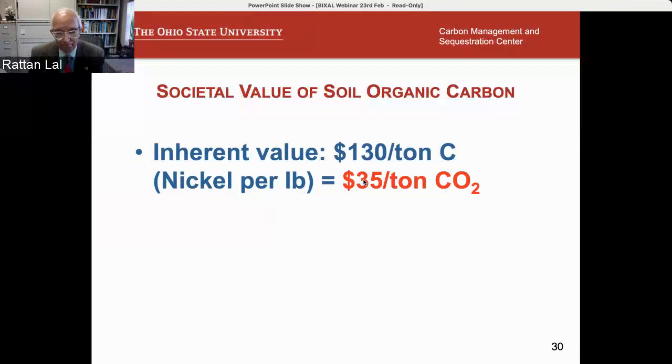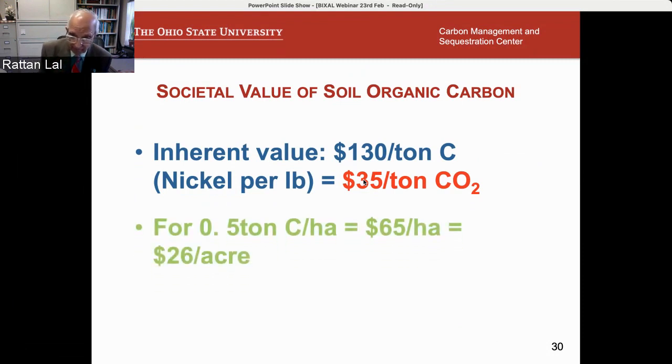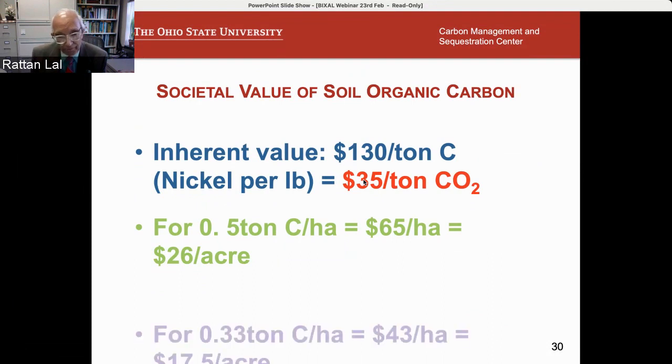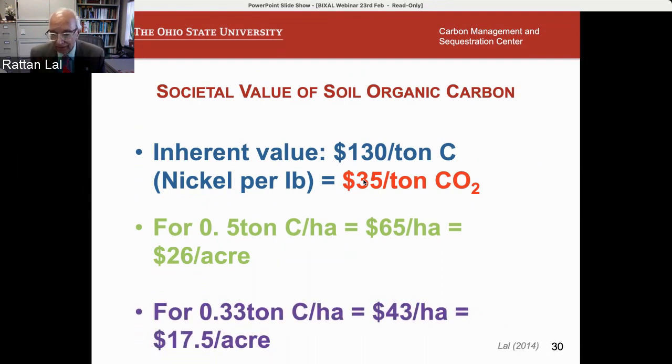That payment, $130 per ton of carbon, comes to $30 to $35 per credit of carbon. So if a farmer sequesters half a ton, they should be paid about $60 to $70 per hectare, $25 to $30 per acre. If they sequester one third of a ton, they should get about $40 per hectare, about $18 to $20 per acre. $5 per acre or per ton credit will not do it.